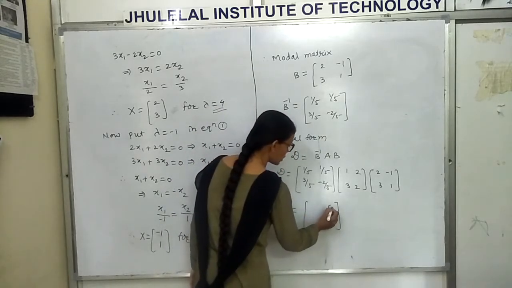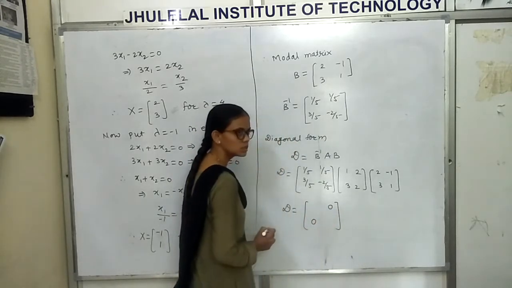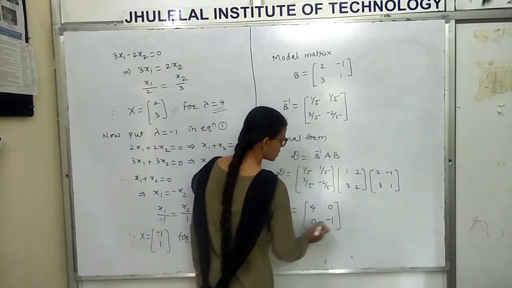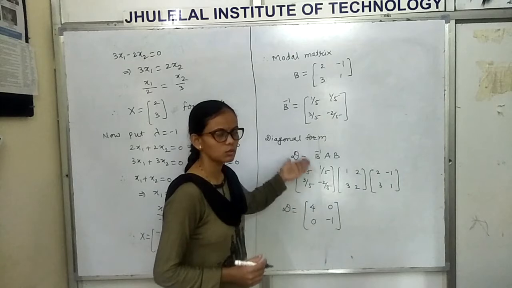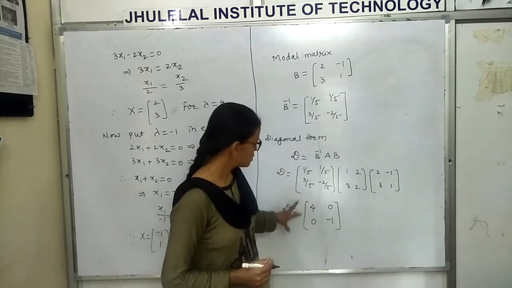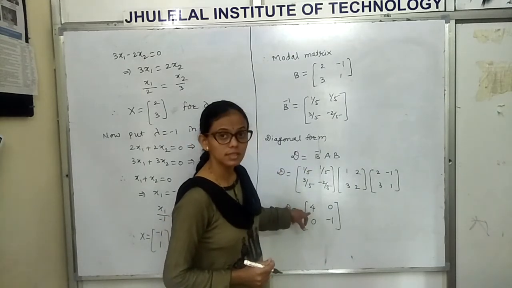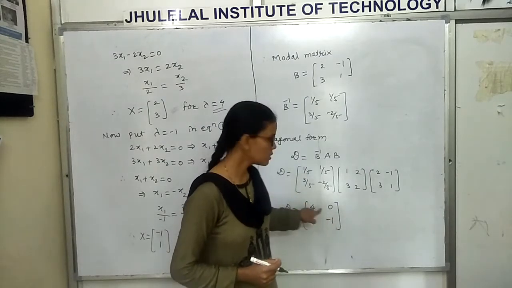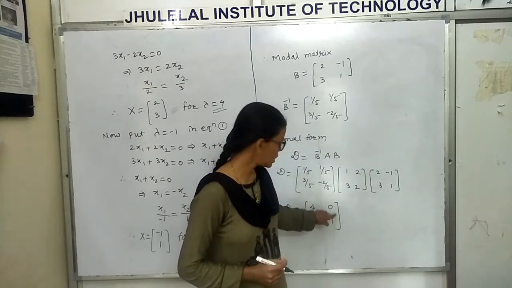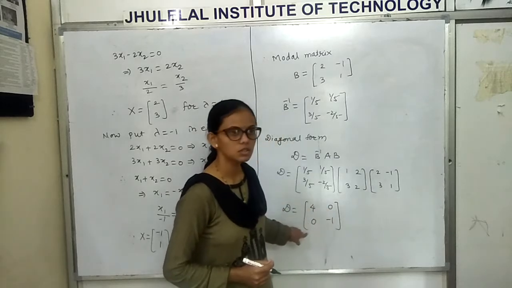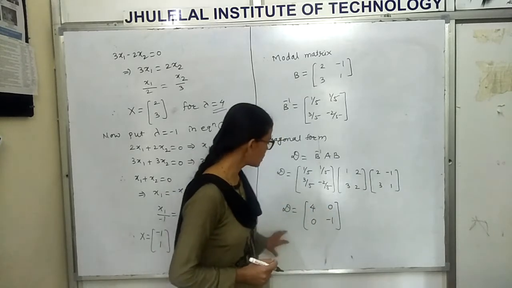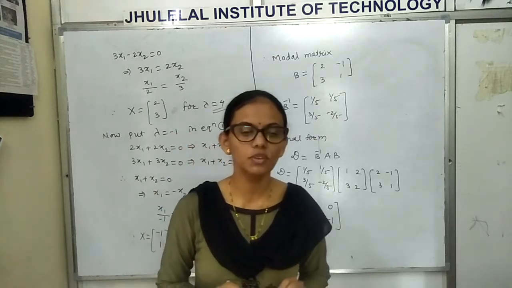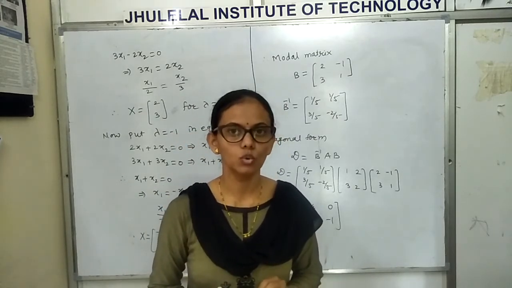Diagonal form means non-diagonal elements will be 0. And in the diagonal, obviously you get the eigenvalues which we have calculated in the first thing. In this example, the eigenvalues were 4 and minus 2. So that will come in the diagonal form and non-diagonal elements will be 0. This is nothing but a diagonal form of the given matrix A if the matrix is of order 2 by 2.